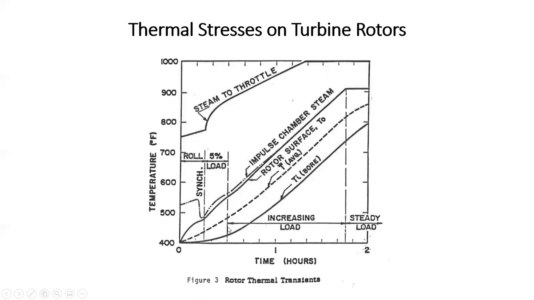As time goes on, the steam temperature starts to come up. And then these are three different locations. So this is the interior surface of the bore. It's very typical to have this borehole down the entire length of the rotor. And this is the temperature on the rotor surface, and this is the impulse chamber, which again is defined very well in those other two videos I want you to watch.